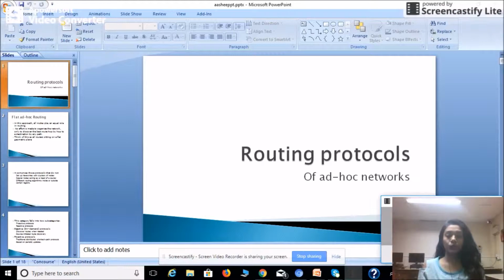So firstly, what is routing? Routing means we have to send a packet from one source to another destination in a network. And these routing protocols help us find the best route to deliver a packet from source to destination in an ad hoc network.